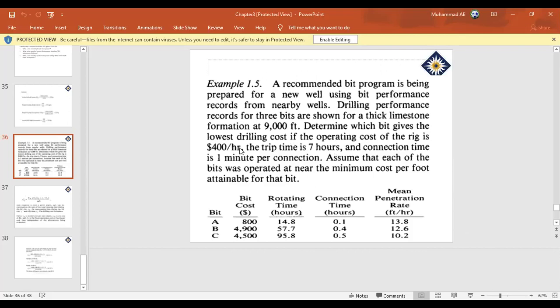Now you see here the trip time is 7 hours, and the operating cost of the rig is $400 per hour. So just to remove this bit takes 7 hours. And connection time is 1 minute per connection. You have so many connections, probably drilling 9,000 feet, so it is a lot. Now we have to consider three bits, which one we should use and why.